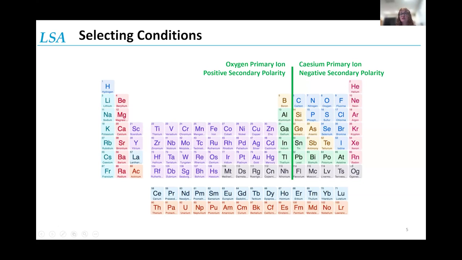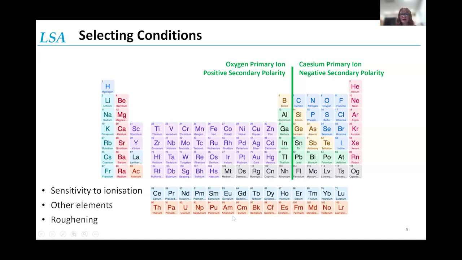If you want the elements on the right-hand side of this periodic table, we use cesium, and on the left-hand side, we use oxygen with positive secondaries. But because it's SIMS, there are always a few anomalies that go with that, and some points we have to take into consideration. Sensitivity to ionization is always the most important for the element of interest, so not the matrix elements, but the doping and contamination elements that you're interested in.